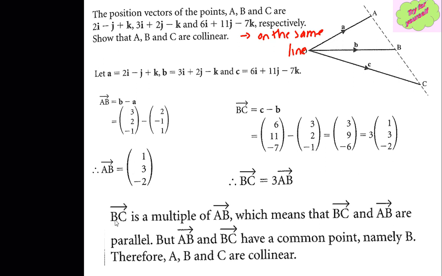You could also say BC is a scalar multiple of AB, which means that BC and AB are parallel. But to prove they're collinear, it's not just that they're parallel, they're in the same line. So first prove they're scalar multiples, so they're parallel. Then to prove they're collinear, mention that AB and BC have a common point, which is point B. Therefore they're collinear.